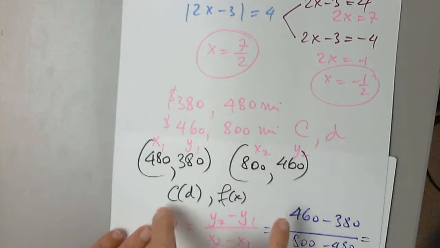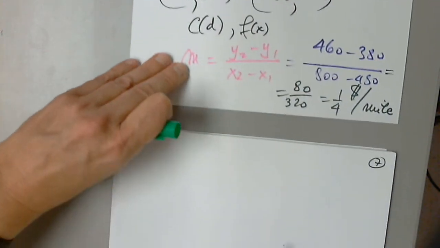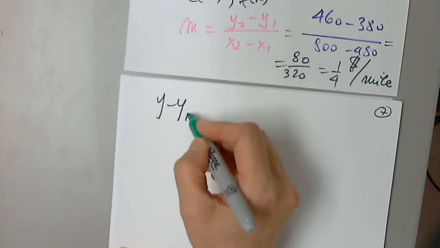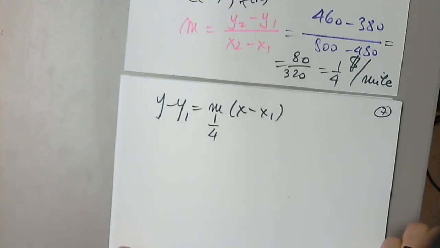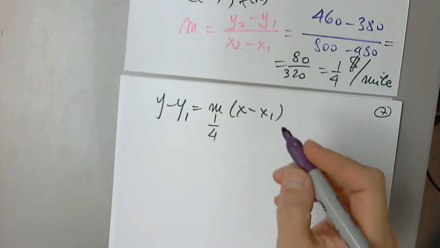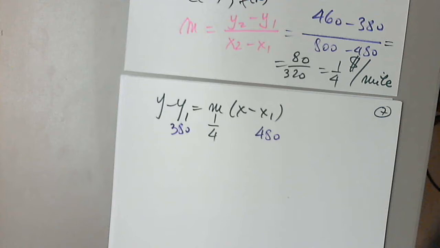Are we given the y-intercept? Is any of these points the y-intercept? Perfect. So then we will use y minus y1 equals the slope times x minus x1, in which the slope is 1/4, and you choose any point you want. It doesn't matter. If I choose point 1 and you choose point 2, we'll get the same answer anyway. Which point? Okay, so then 480 and 380. So this is what I recommend.